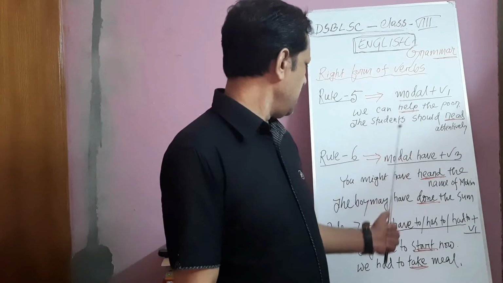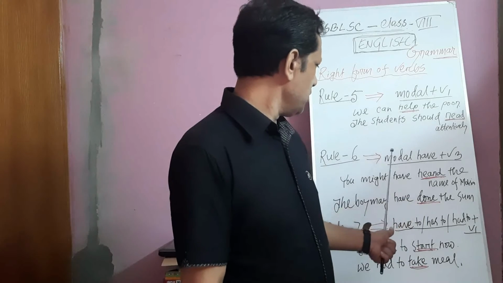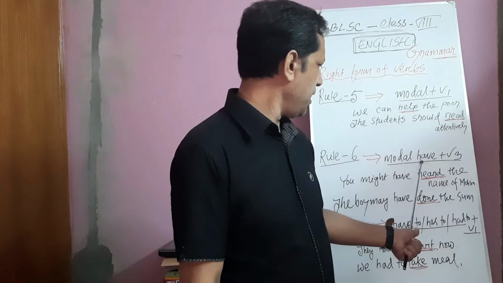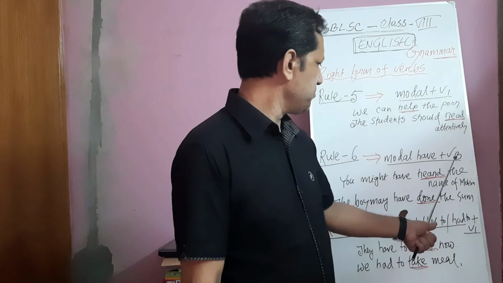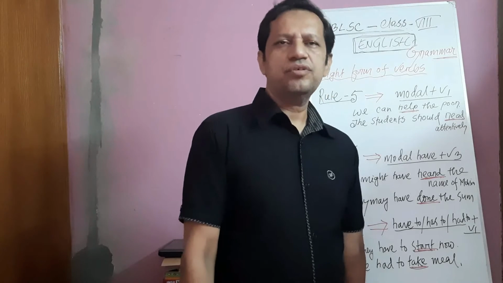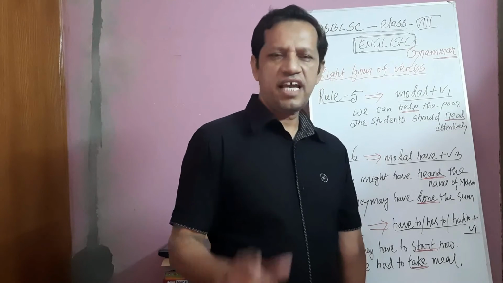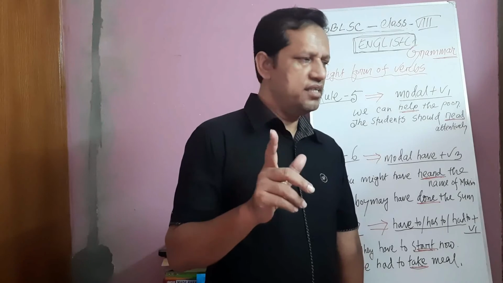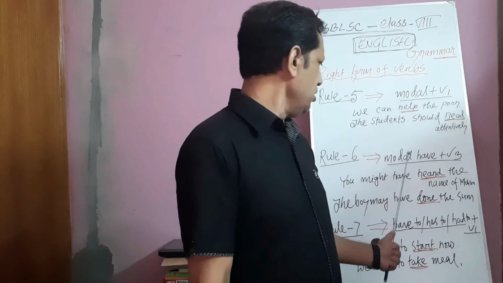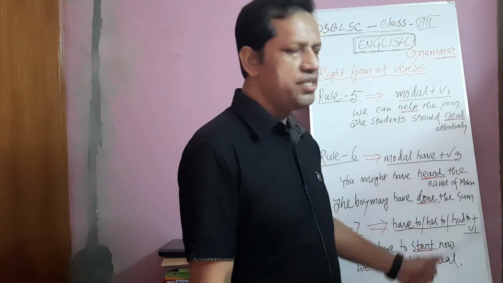Here is another rule I have written, rule 6, modal verbs with have. Modal have, then plus V3. Actually, there are modals, and if you see that there is have with the modal, then you have to know another rule. Modal have plus V3. V3, I think, is the past participle of verbs.